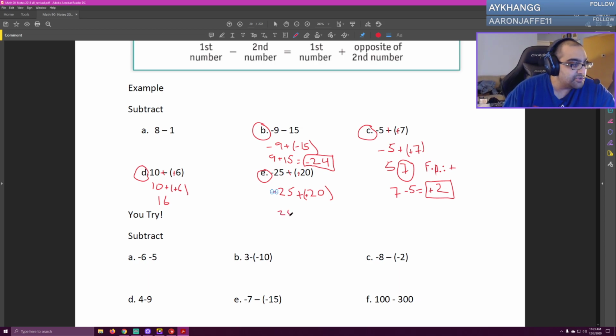So again, just to highlight this, Carissa, I compared 25 and 20. 25 is the larger number, but it's negative. So my final answer here is going to be negative. Then I do 25 minus 20. And so here I get 5. So our final answer here will be minus 5. Okay, that's how I basically put 2 and 2 together there.